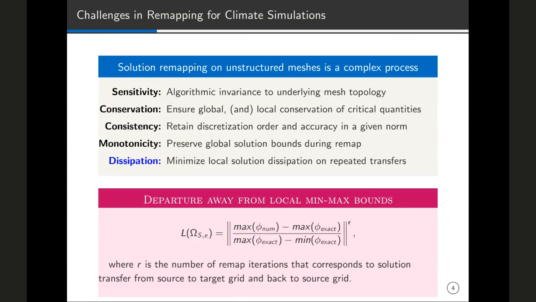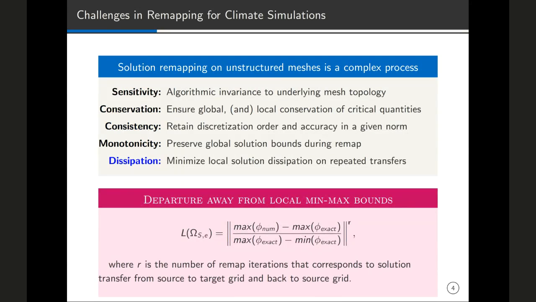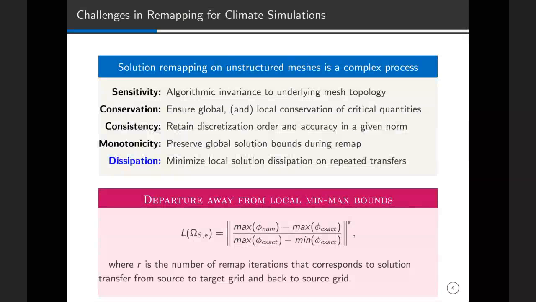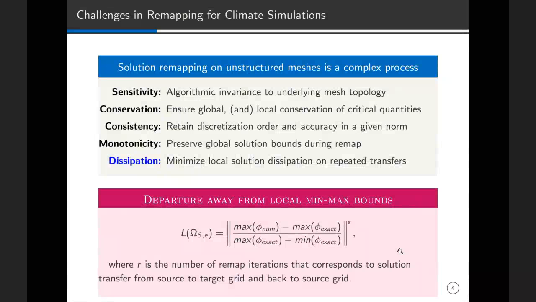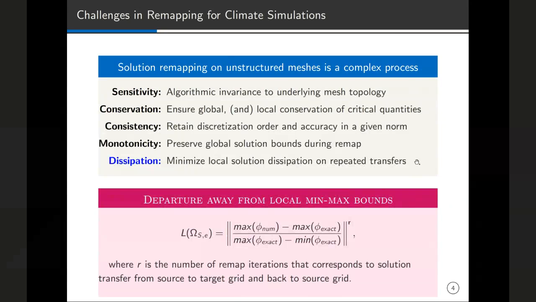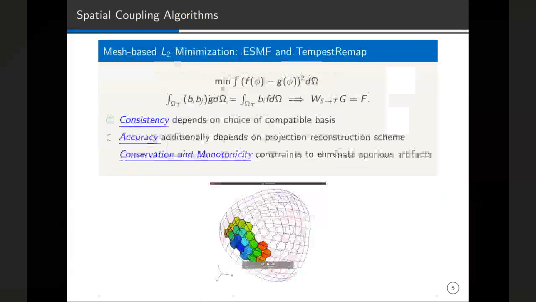So this gives us a measure of dissipation in the solution. If you have local variation in the solution, after remapping, what happens to those local bounds? Do they move away from those local bounds, or do they get dissipated? Do they get flattened out? So that's the measure that we want to see here. And all of these are very important properties, but not all of them can be met simultaneously. It's a complex problem, right?